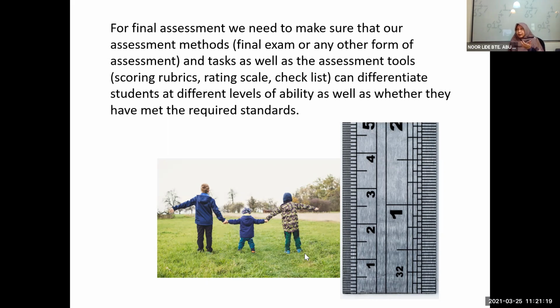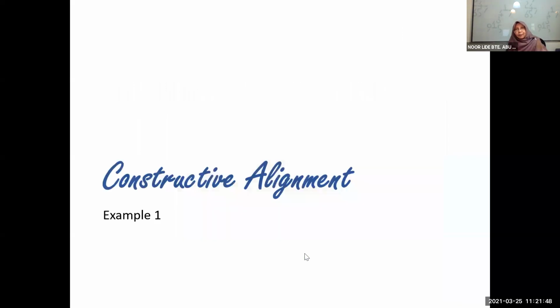In the final assessment, this is not meant for assessment for learning. It is meant for assessment of learning. We want to differentiate who to give A, who to give B, and so on. Even who to fail. If they have not achieved the competency that is required, then they cannot move forward. So that's the first thing.